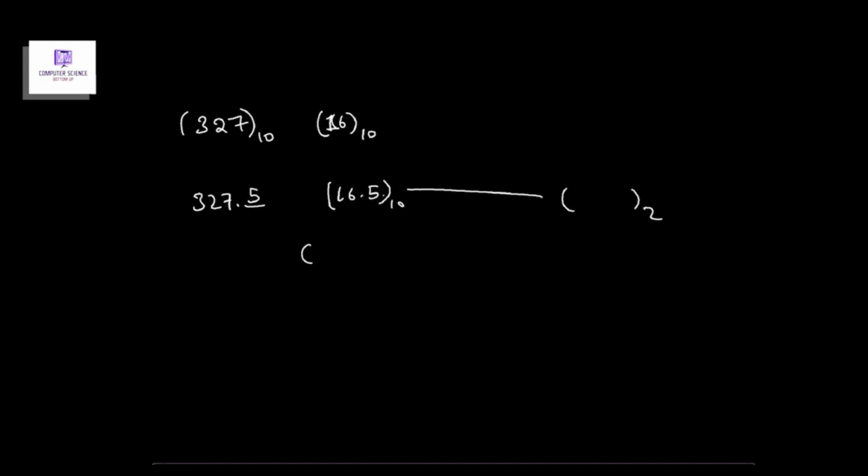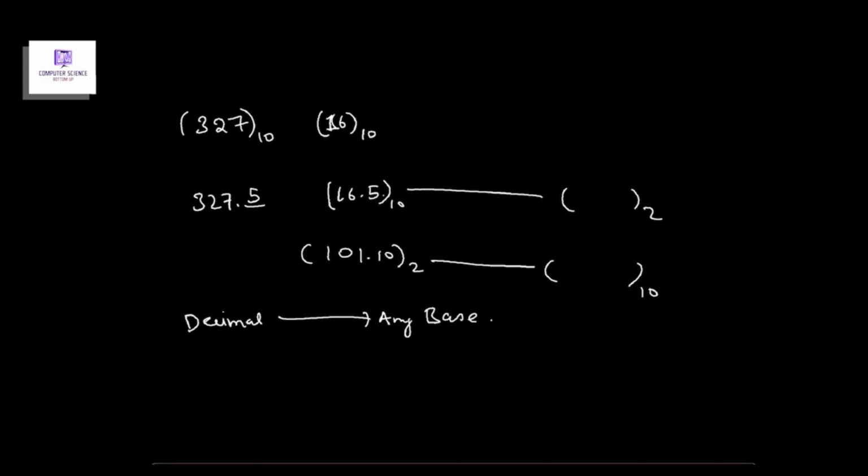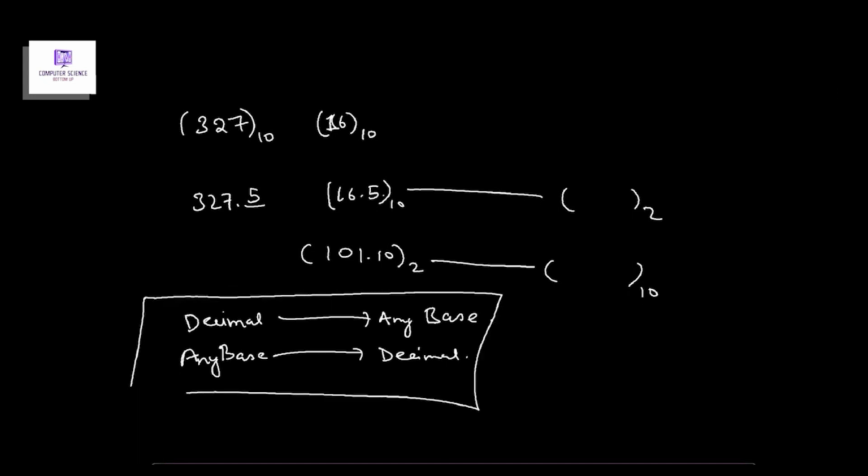If this is your number, for example, a binary number, what is the equivalent of it in decimal? So decimal to any base, you know the process, and any base to decimal. This is what we know how to do, and based on this you can get from any base to any base.